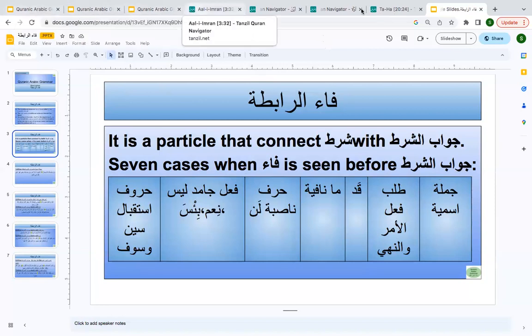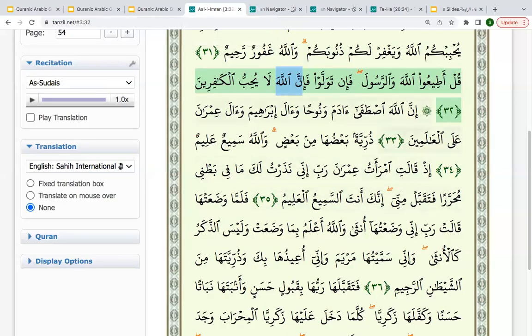What do you think? It is, right? So when you put i'rab on that, how do you do then? Inna Allah. Who is going to give me i'rab for inna Allah? Inna wa ismuha, right? Inna wa ismuha la yuhibbul kafirina. What is this? La yuhibbul kafirina. Khabru inna, right?